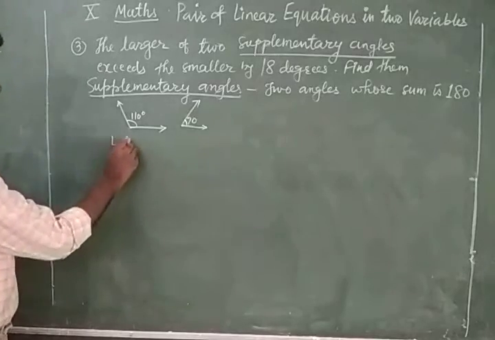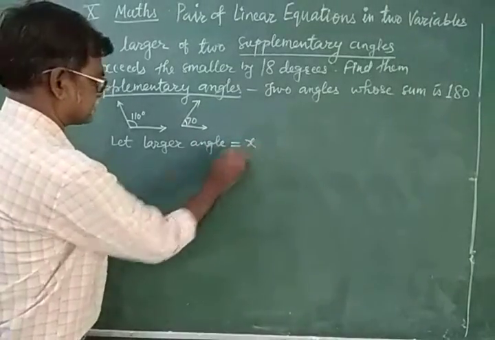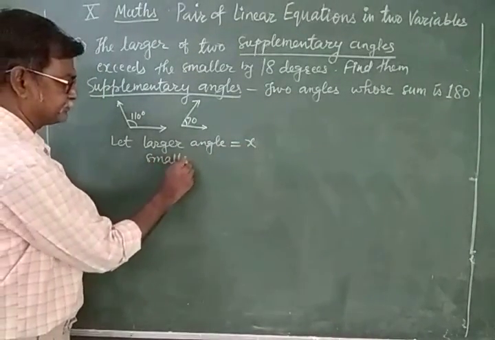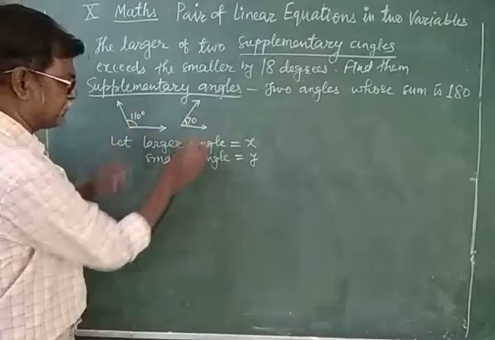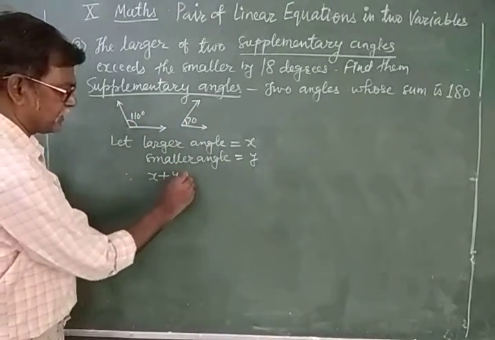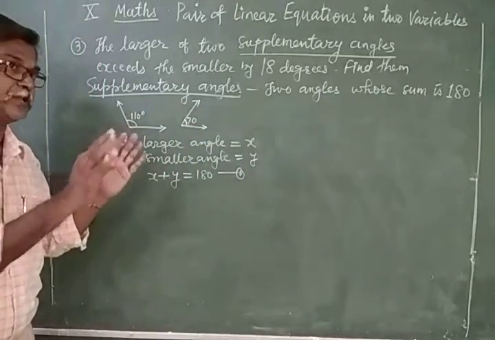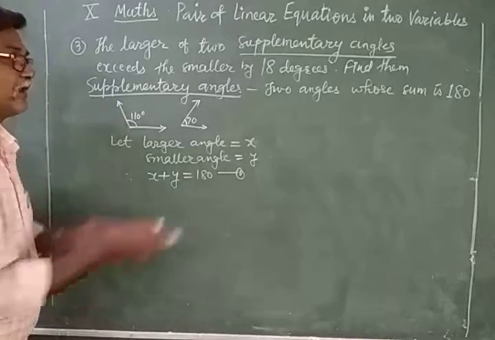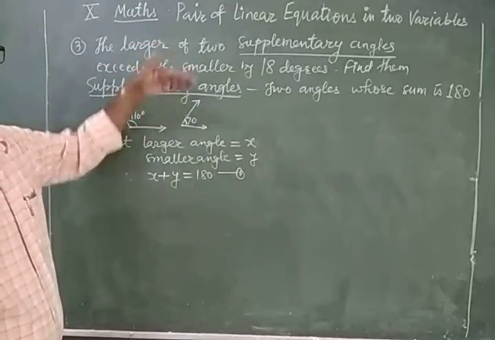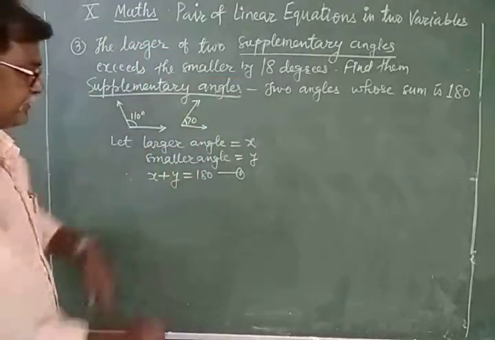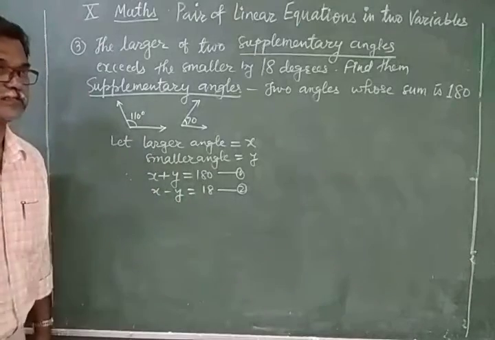If I let the larger angle be x and the smaller angle be y, then by this condition we get x plus y is equal to 180 degrees. This is equation 1. It is the information of supplementary angles. Now apply the condition. Larger angle exceeds means larger angle minus smaller angle will be 18 degrees. So x minus y will be 18 degrees. This is the second equation.